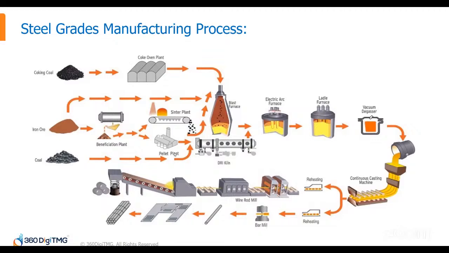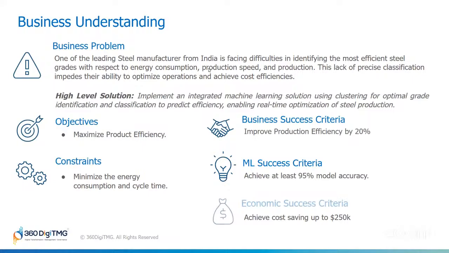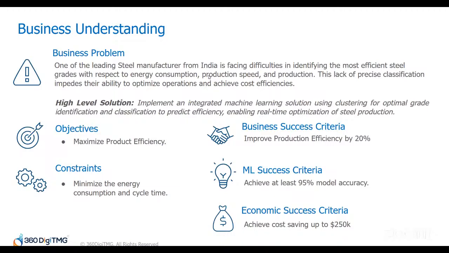Okay. Now let's understand the business problem. One of the top steel manufacturers in India is facing a problem. They are having trouble figuring out which steel grades are most efficient in terms of energy consumption, production speed, and overall production. Because they don't have any accurate way to classify and identify the best steel grades, they are not able to optimize their production process. This means they are not using their resources as efficiently as they could, which makes it harder for them to cut costs and improve their operation.